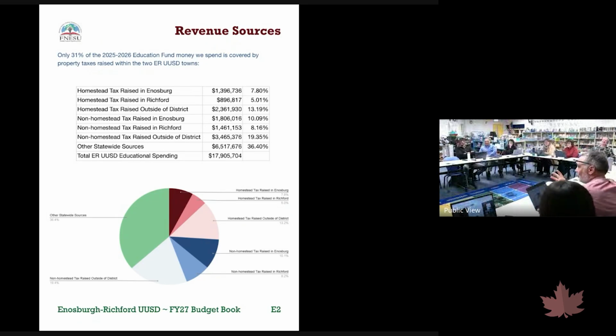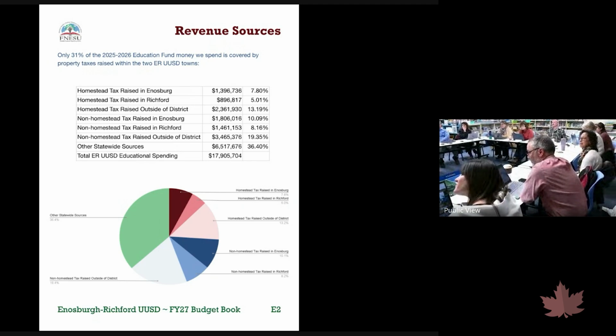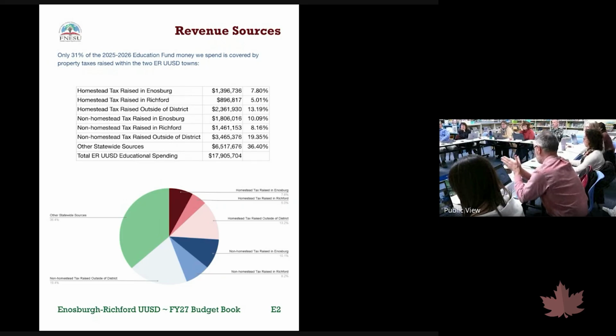Fast. This is one way we've done it, and I'll reach out to Mike and see if he's got a different graphic. But on this one, you can see in the dark maroon, that is how much of our budget is raised from homestead taxpayers in Enosburg. And then the slightly lighter one is homestead taxpayers in Richford. So that's 13% of the money we spend is raised in our district from homestead. And then another 13% is raised by homestead taxpayers somewhere else.